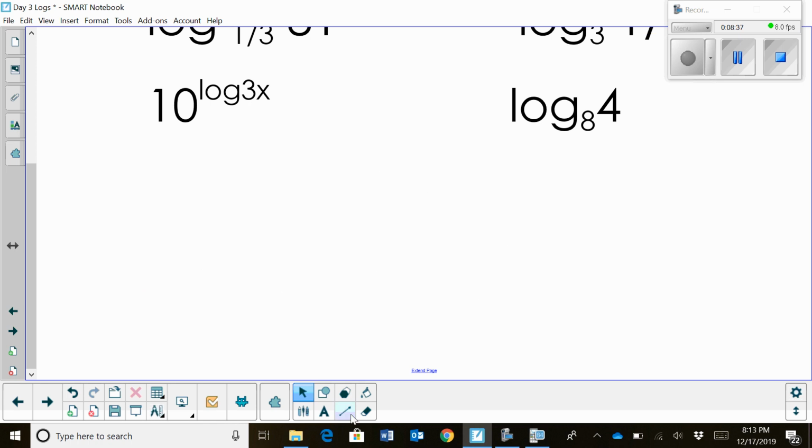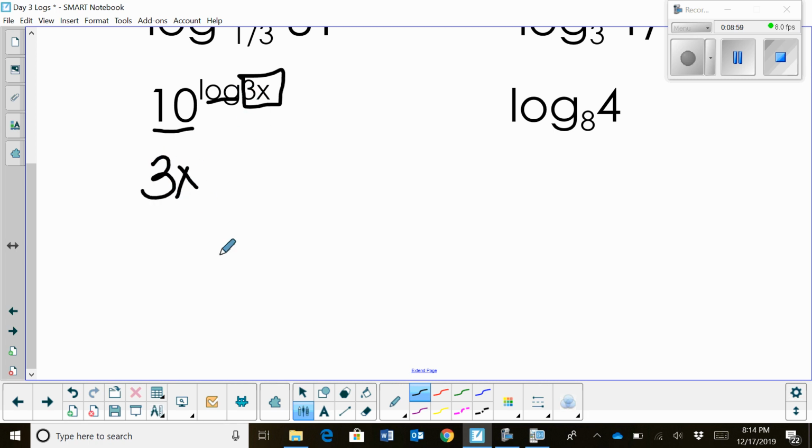There we go. Now, on this one, if you have a base and a log with the same base, you are going to simplify it just to 3x. So when I have a base of 10 and a log base 10, because when we don't have a base on a log, it's assumed to be 10, this will give you 3x. And it's really that simple. It's just 3x. But I'm going to show you why that's true.